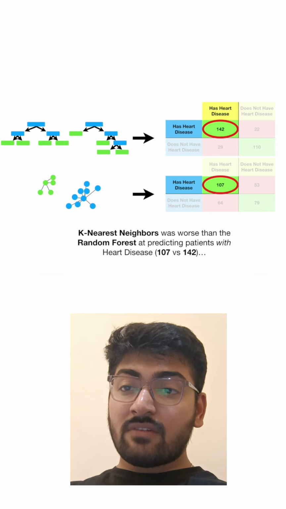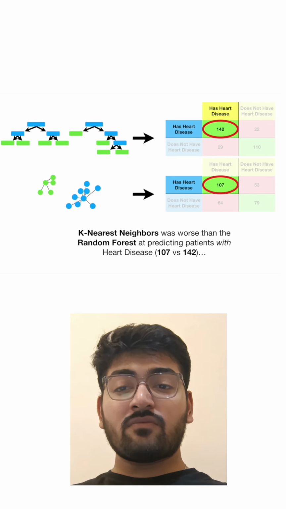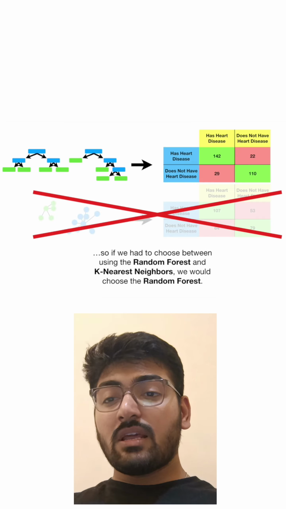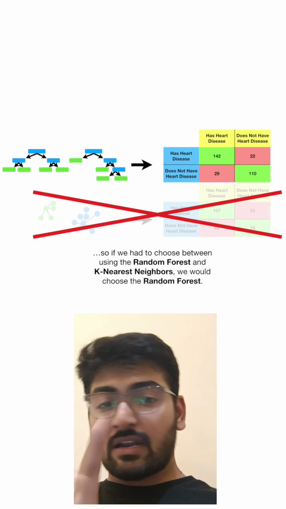So for both random forest and k-nearest neighbor, if we compare, we can see the k-nearest neighbor was worse than the random forest in predicting the true positives and even the true negatives. So clearly, if we had to choose between the random forest and k-nearest neighbors, we would choose random forest.